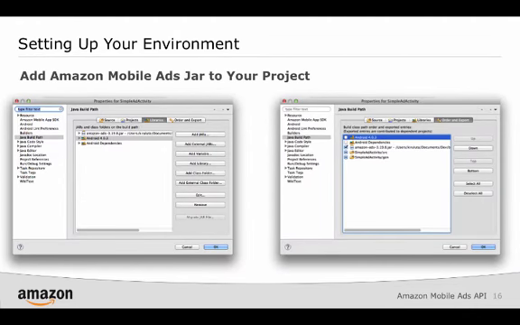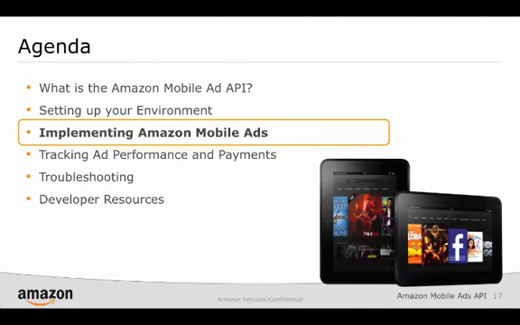Step 5. Add the Amazon Mobile Ads jar to your project. Start by downloading the SDK. In your IDE, open the Java Build Path dialog and select Libraries. Add an external jar file and open the Amazon Ads jar file. Be sure to check the box for Order and Export after importing the jar file. Okay, that's it. You can start implementing ads now.